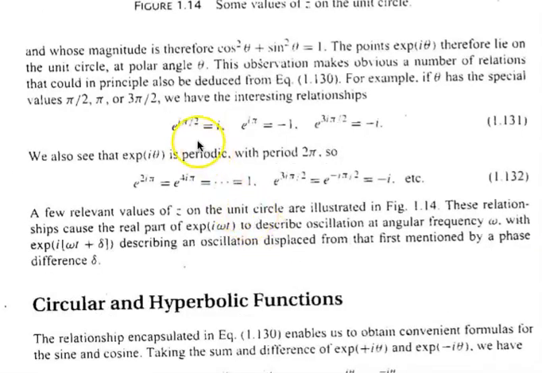And these are good identities for you to know, these special values. e to the i pi over 2 is equal to i. e to the i pi is negative 1, on and on. e to the 3i pi over 2 is negative i. And e to the 2i pi is the same as e to the 4i pi, e to the 6i pi, etc. And they all are equal to 1, and similar kinds of expressions there.